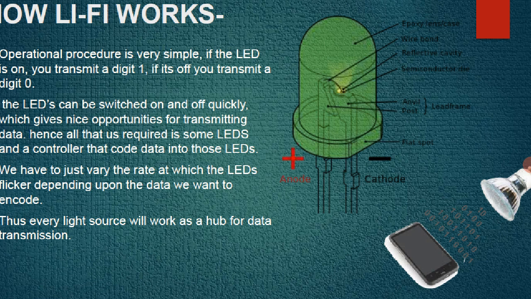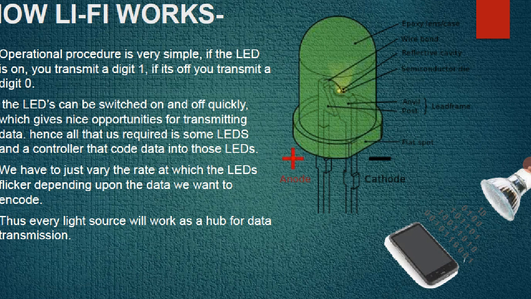So this is the representation. This is a pictorial representation describing Li-Fi. So this is the LED. An LED consists of an anode and a cathode. I need not go deeper into the LED structure because it is a separate topic which has its own structure and working. I'm simply explaining how Li-Fi works with the help of the LED only.